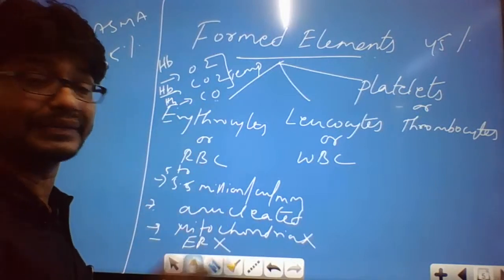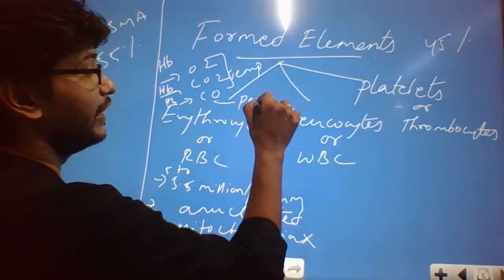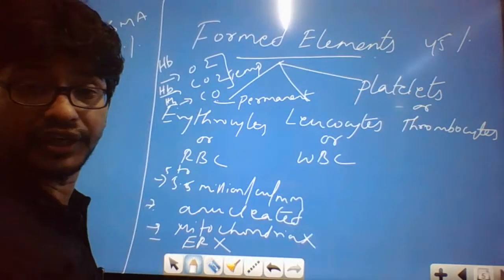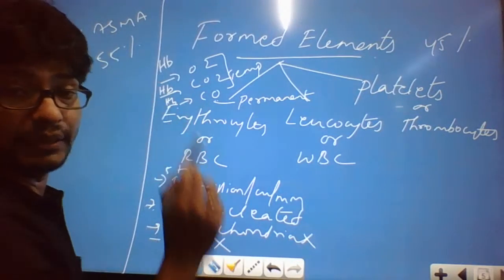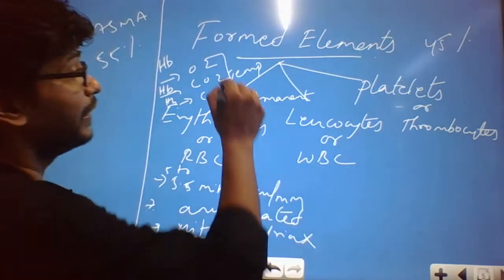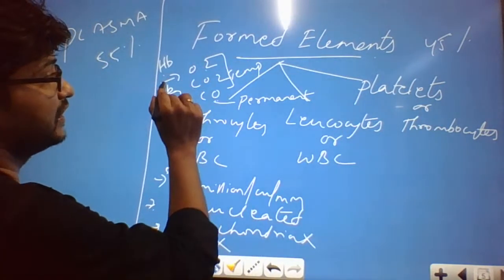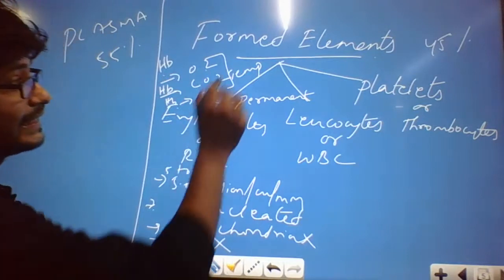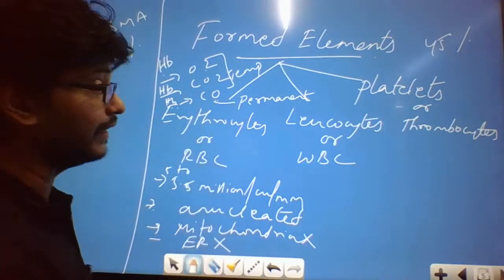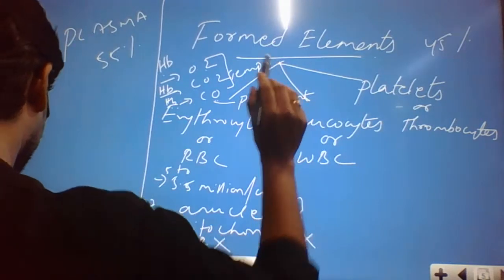Since I told you it's permanent, automatically the majority of the hemoglobin gets bound with the carbon monoxide, and the person's hemoglobin rate starts to decrease. But hemoglobin with oxygen and hemoglobin with carbon dioxide is temporary, whereas hemoglobin bound with carbon monoxide seems to be permanent.